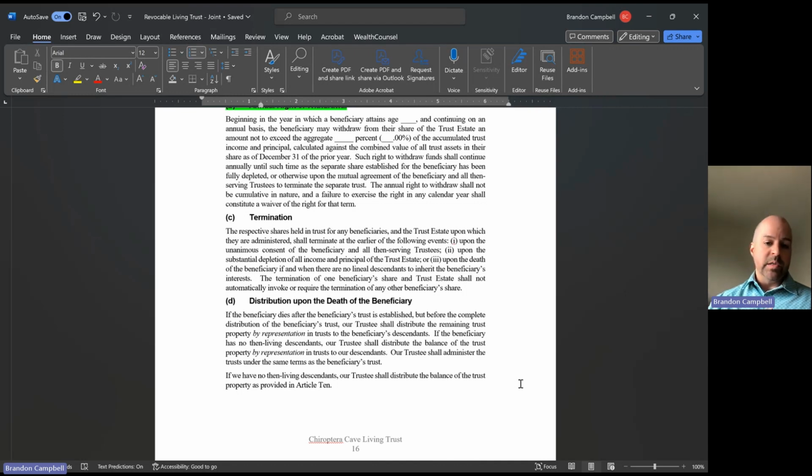And then finally, of course, when a beneficiary passes away, their particular share will end, but then it's going to move on to the next place, such as in this subsection D here, distribution upon the death of. This is saying that that share would go to the beneficiary's descendants. Or again, we might write it differently and say that it goes to the other beneficiaries that are named here. Or I could say that it just goes somewhere else completely.